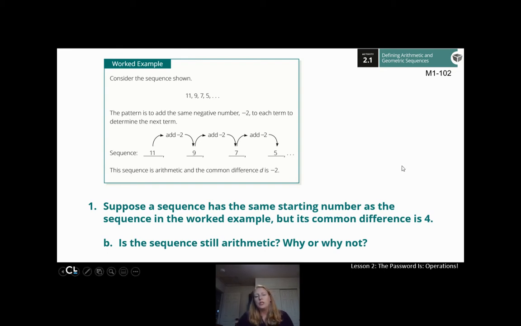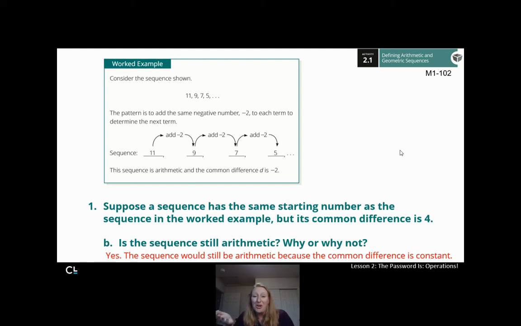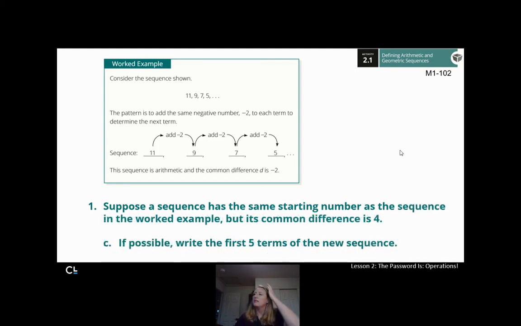So the sequence would still be arithmetic. Yes, it would. The sequence would still be arithmetic because the common difference is still constant. I'm still just adding 4. It's just a different number, but it's still doing the same thing. So yes, it would still be an arithmetic sequence.